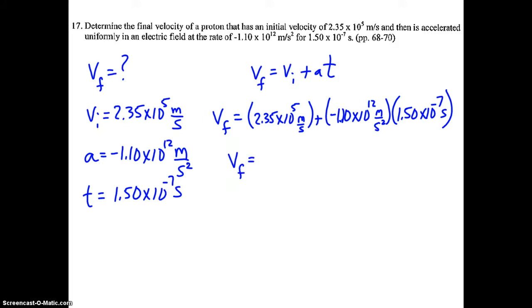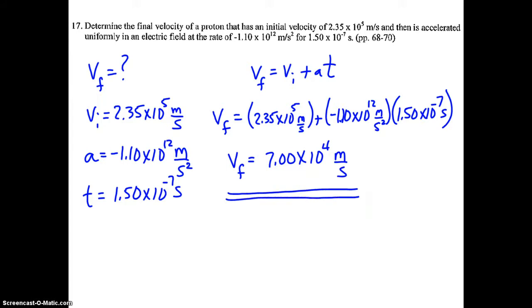We go ahead and do the calculation. Again, pause the video if you need time. And when you're done, our answer should be to 3 digits. All our given information was measured to 3 digits. We should get 7.00 times 10 to the 4th meters per second.